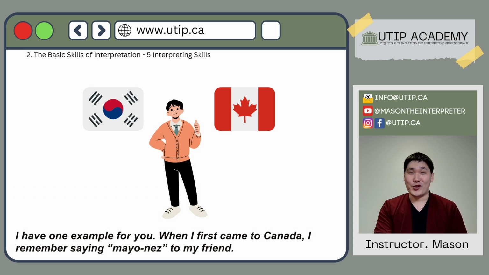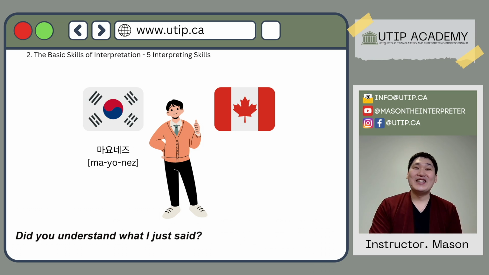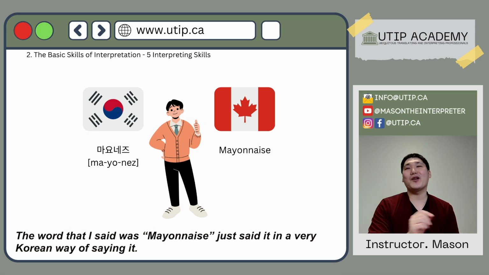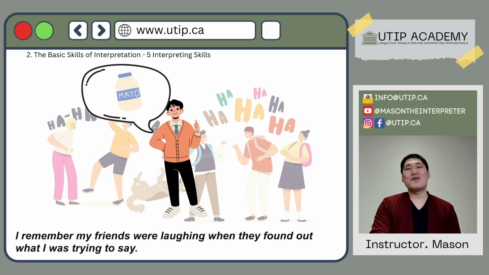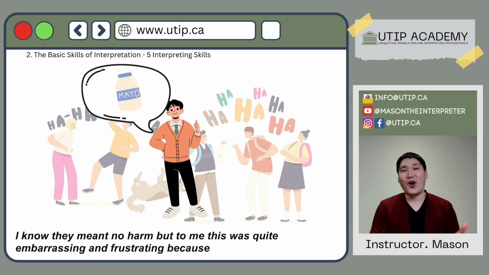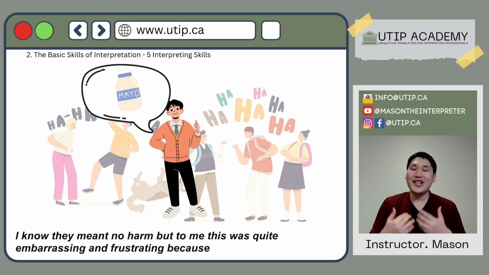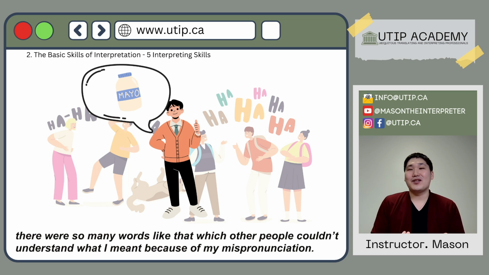I have one example for you. When I first came to Canada, I remember saying mayonnaise to my friend. Did you understand what I just said? Mayonnaise? The word that I said was mayonnaise. Just said it in a very Korean way of saying it. I remember my friends were laughing when they found out what I was trying to say. I know they meant no harm. But to me, this was quite embarrassing and frustrating because there were so many words like that, which other people couldn't understand what I meant because of my mispronunciation.